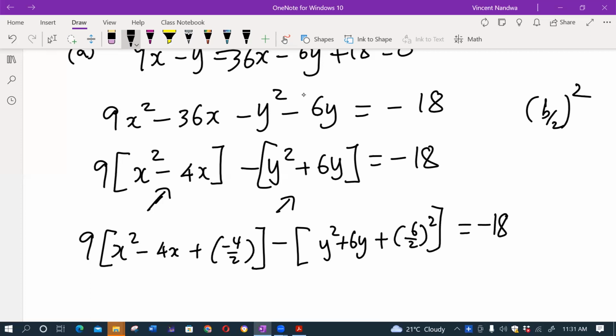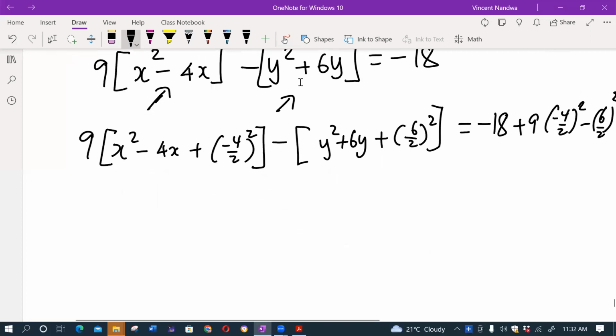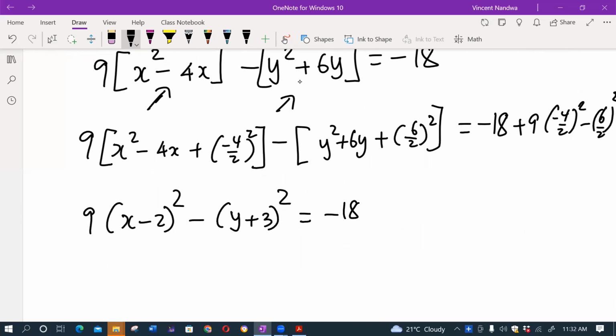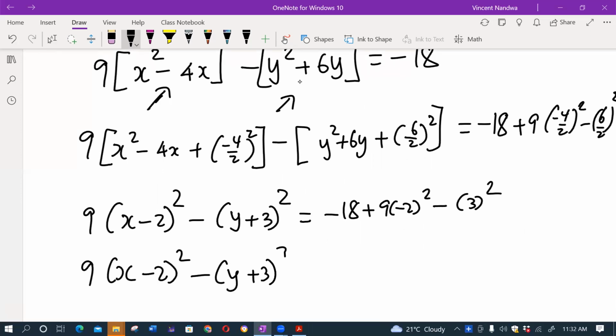But then here, I'm adding 9 times (minus 4 over 2) squared. So I have to add this to the other side also: 9 times (minus 4 over 2) squared. Here, I'm subtracting (6 over 2) squared, so I should also subtract (6 over 2) squared. So then I'll have 9 into (x minus 2) squared, minus (y plus 3) squared, equals minus 18 plus 9 times (minus 2) squared minus 3 squared.